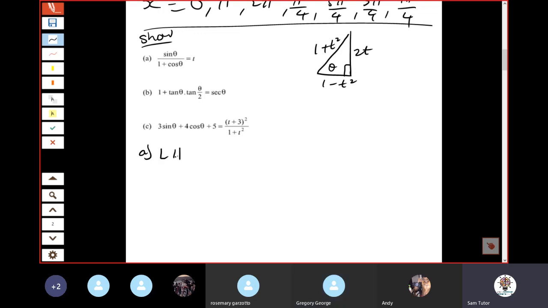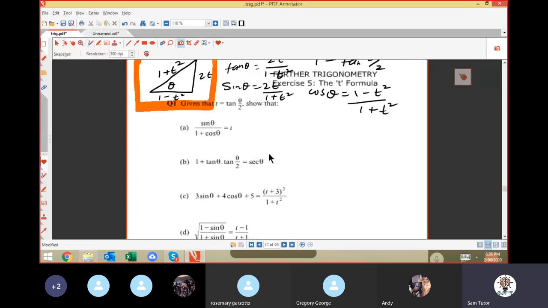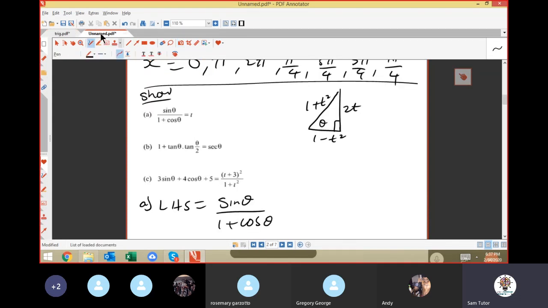Left-hand side is equal to sine theta on 1 plus cos theta. You guys, in your exams, because I'm sure you're going to ask that soon, how would you have known to use the T formula? The question would have said, given that T equals tan theta on 2. So it'll actually guide you like that. They don't just give you a question and say, show sine theta on 1 plus cos theta equals T, because you can't actually show something like that without knowing that T is tan theta on 2.